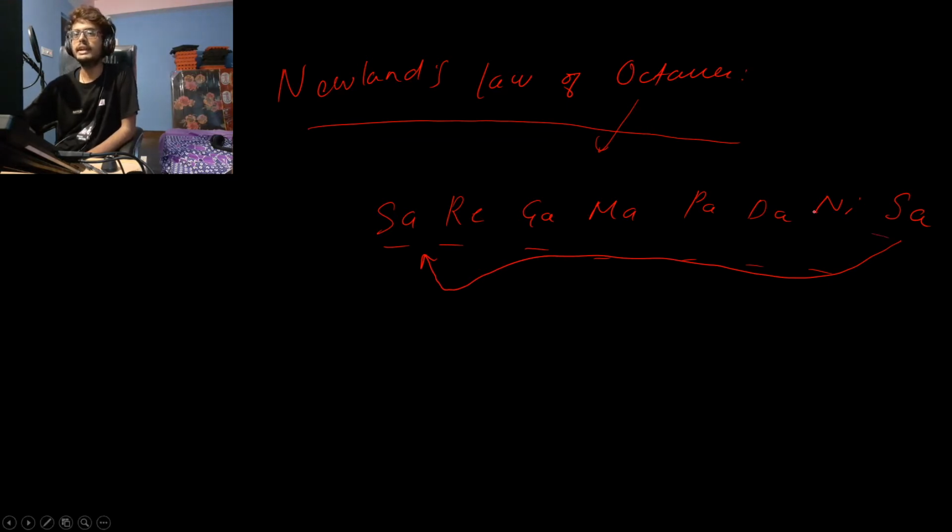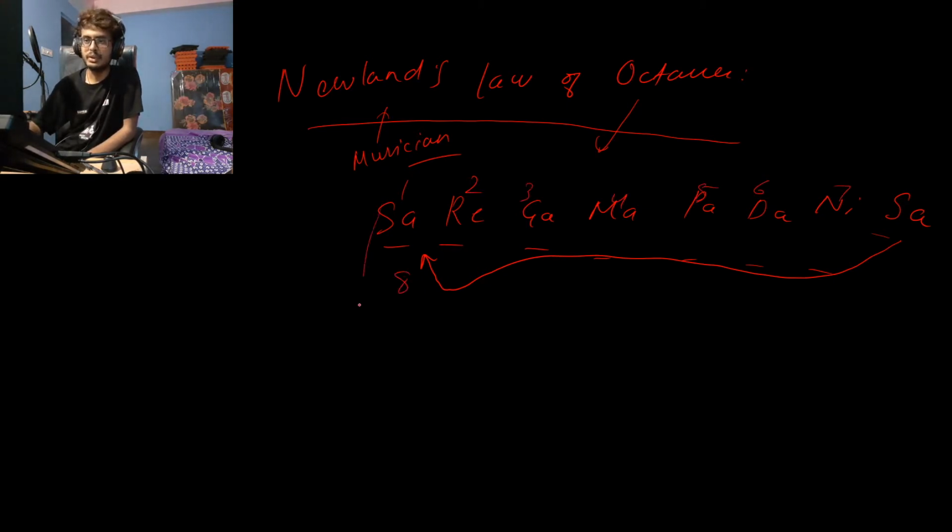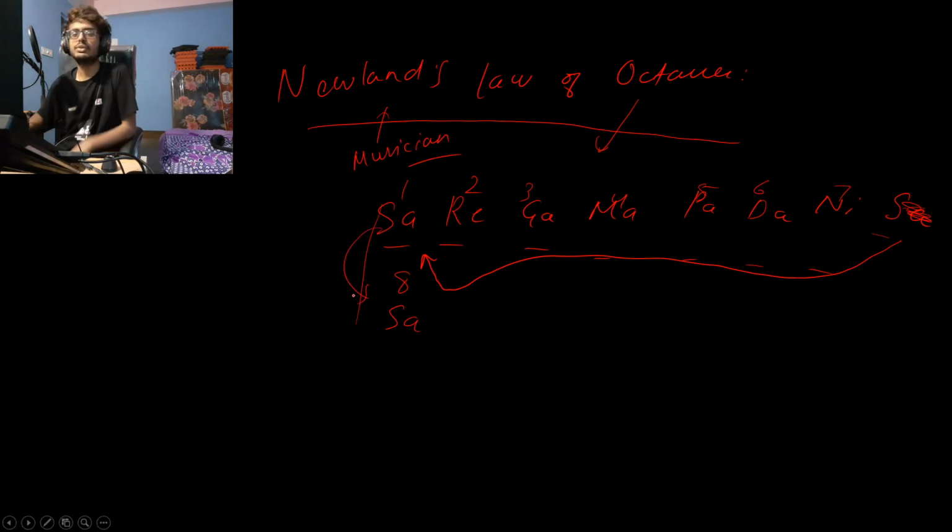So that guy Newland, who discovered this law of octaves, was actually a musician. He came to the conclusion that like musical notes in an octave, elements also show this kind of repetitive property. So you have a first element here, second, third, fourth, fifth, sixth, seventh, and now the eighth one will fall below this. So the first and the eighth element will show repetitive properties, right? So this was the first theory or law in which repetition or periodicity was explained.